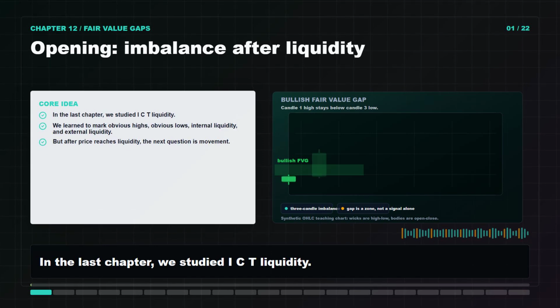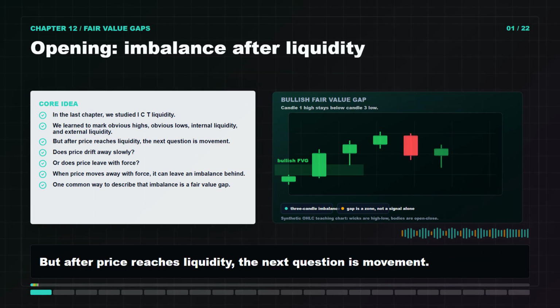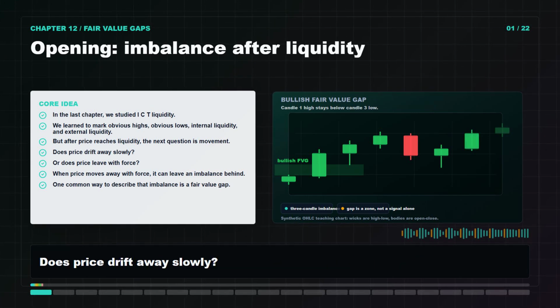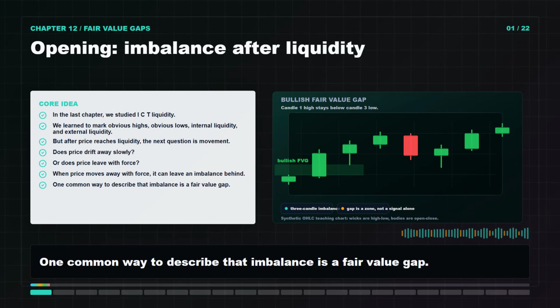In the last chapter, we studied ICT liquidity. We learned to mark obvious highs, obvious lows, internal liquidity, and external liquidity. But after price reaches liquidity, the next question is movement. Does price drift away slowly, or does price leave with force? When price moves away with force, it can leave an imbalance behind. One common way to describe that imbalance is a fair value gap.